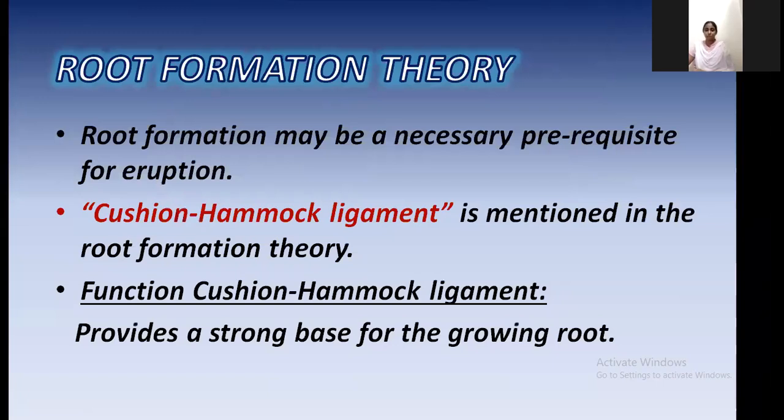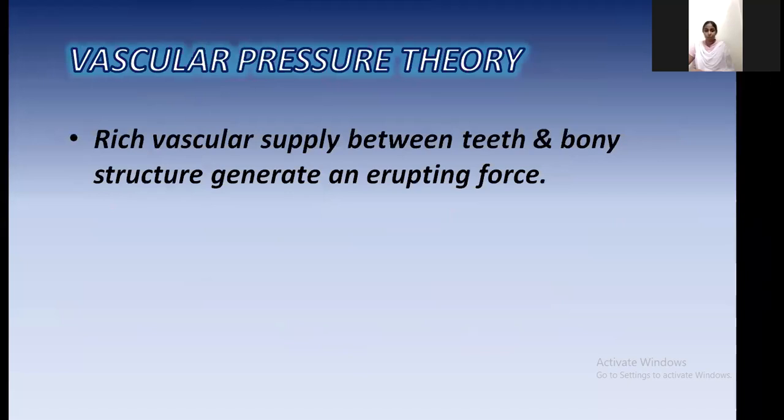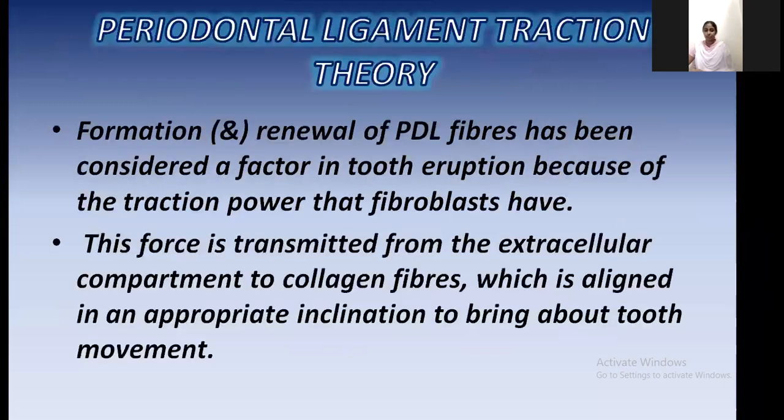Root formation theory. The root formation may be a necessary prerequisite for eruption. Cushion hammock ligament is mentioned in the root formation theory. The function of this ligament is it provides a strong base for the growing root. Vascular pressure theory. Rich vascular supply between the teeth and the bony structure generates an eruptive force.